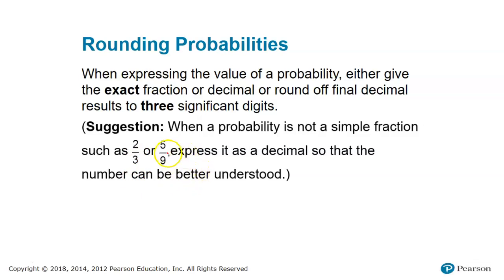Decimals are actually easier to understand than fractions when it comes to comparing probabilities, and we're going to do a lot of that. So the decimal is in a lot of cases going to be your better way to express this. If you're putting it in a decimal form, you want to give it to 3 significant digits. And I'm going to talk about significant digits on the next slide.